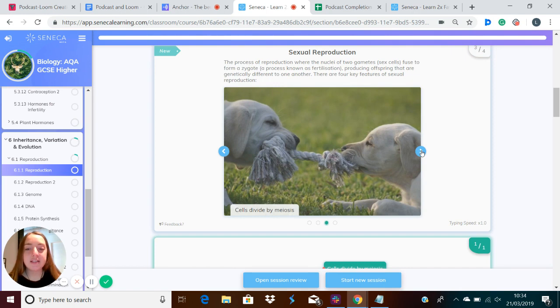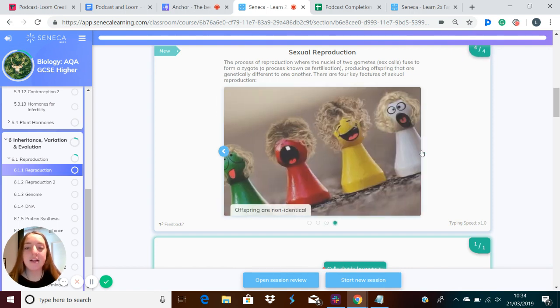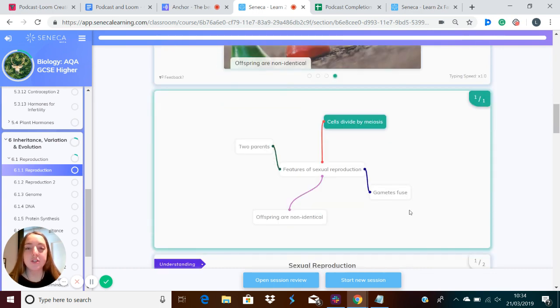And another feature is that the cells divide by mitosis, which we just talked about, and the offspring produced are non-identical.